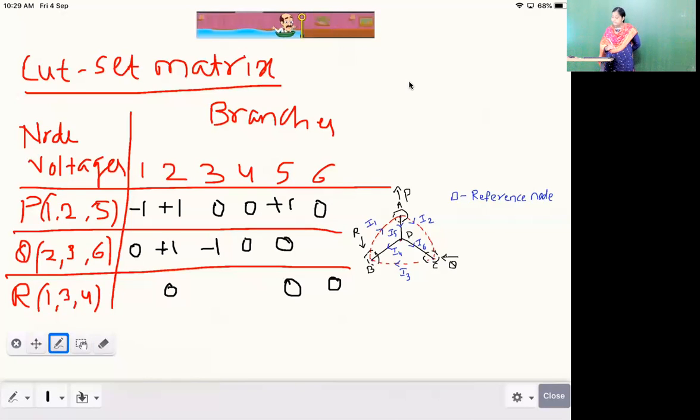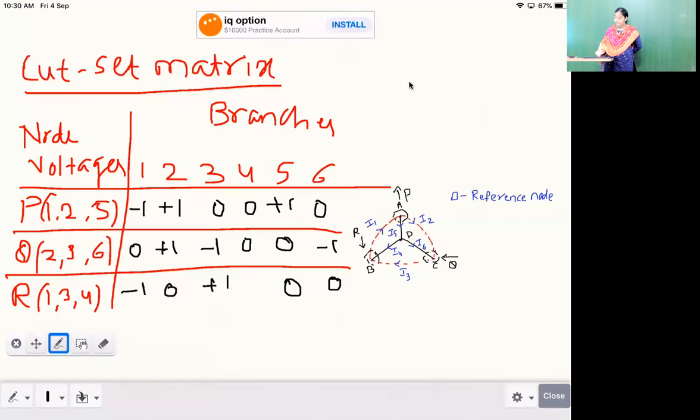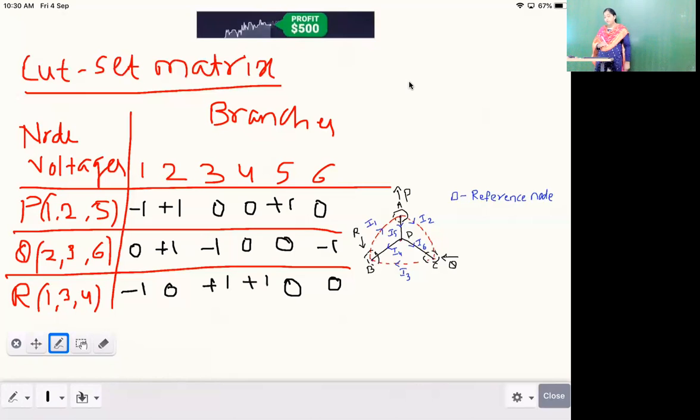Then 6 is entering, so I have to write -1. Similarly for R now. You have to again see the direction of R. It is entering the node. Therefore, again entering has to be +1, leaving has to be -1. Now 1 is leaving, so therefore I have to put -1. 3 is entering, so I have to write +1. 4 is entering, I have to write +1. This is how your cut set matrix has to be written.